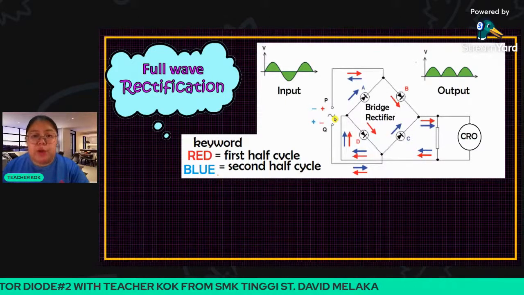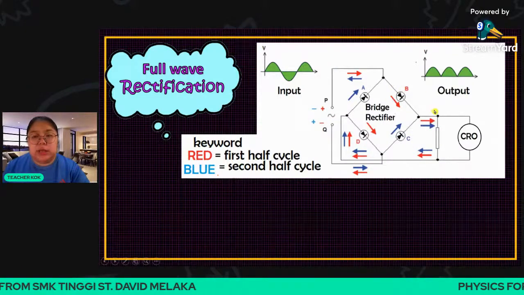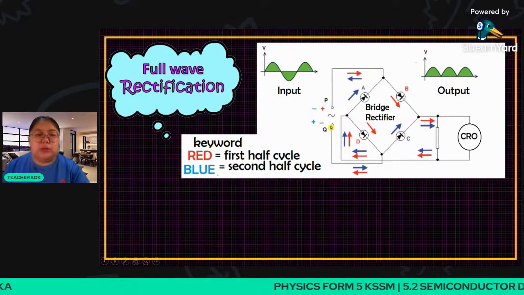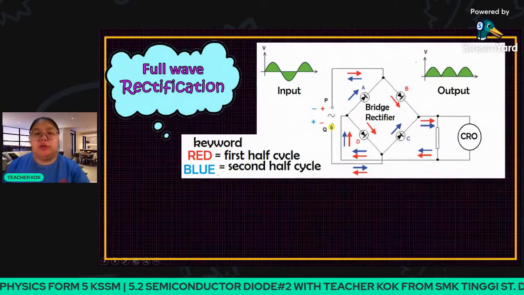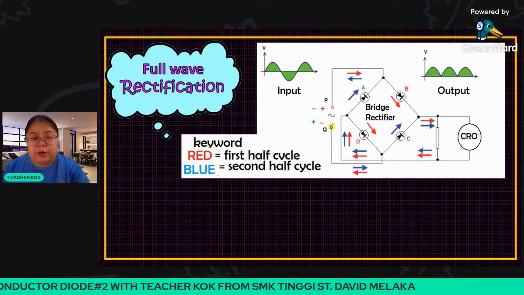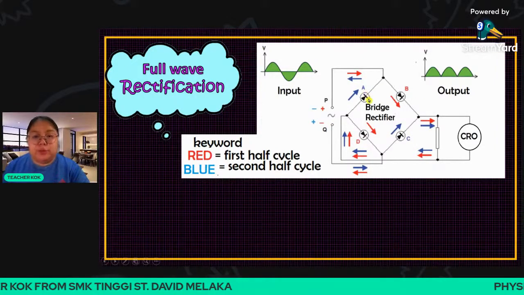So I repeat: move to the B first, then go to the resistor, then go to the D and go back to the Q. So this one we call the first cycle. Now we go to another cycle. We see whether another cycle can move or not. For another cycle, we refer to the blue color.